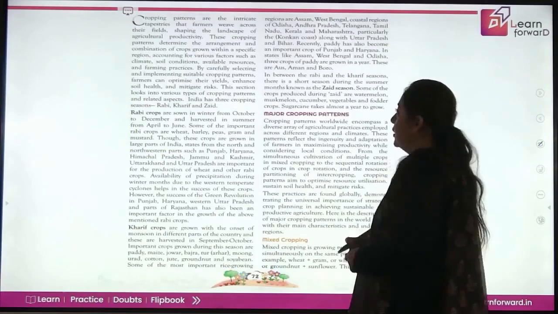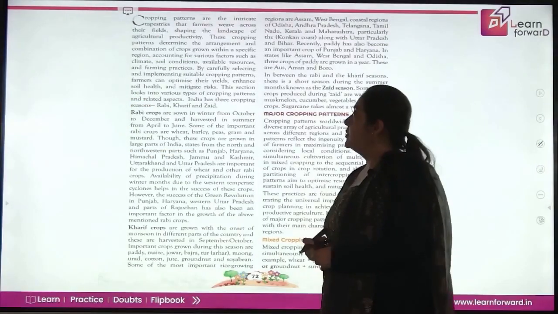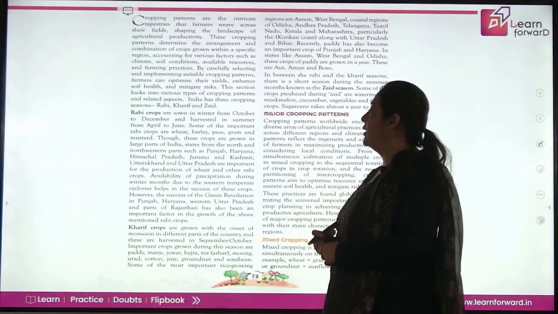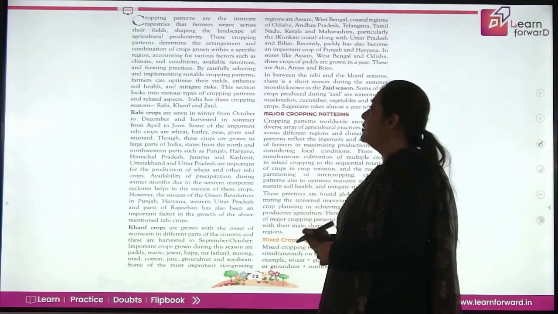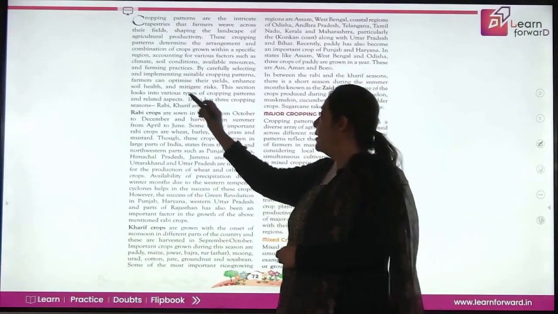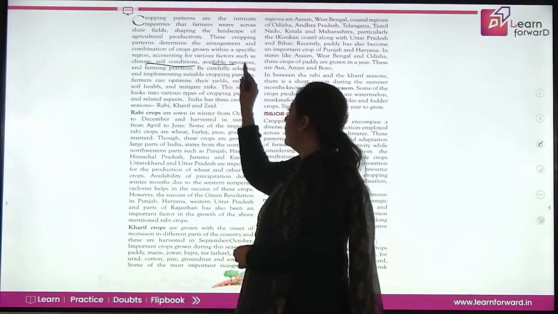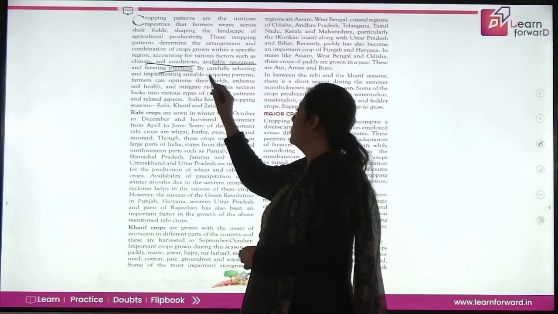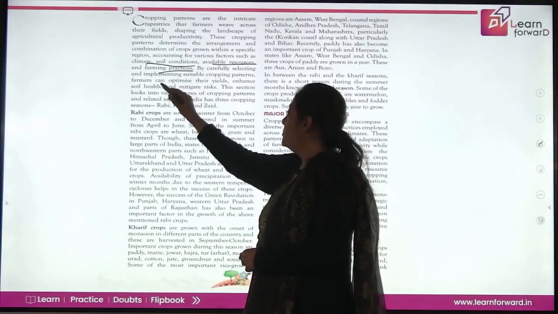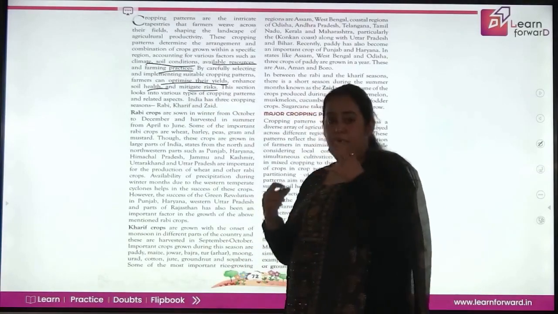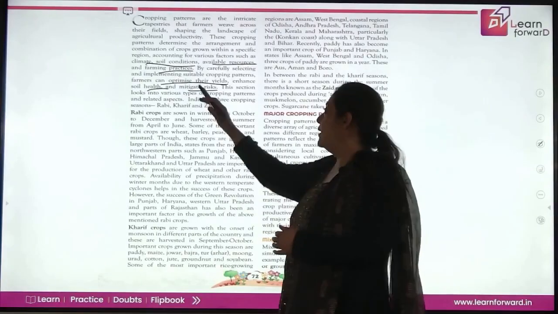Now, cropping patterns are the intricate tapestries that farmers weave across their fields, shaping the landscape of agricultural productivity. These cropping patterns determine the arrangements and combination of crops grown within a specific region, accounting for various factors such as climate, soil conditions, available resources, and farming practices. By carefully selecting and implementing suitable cropping patterns, farmers can optimize their yields, enhance soil health, and mitigate waste. So if they take the pattern properly, then they can do all this.